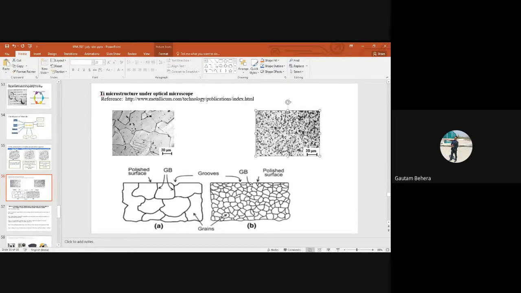How is it polycrystalline? You can understand: a lot of grain boundaries are present, a lot of grains are present. Here also a lot of grain boundaries and grains are present. But what is the difference? Can anybody figure it out? The second one has more grain boundaries.